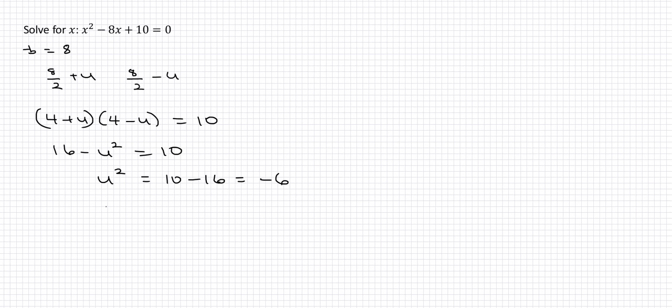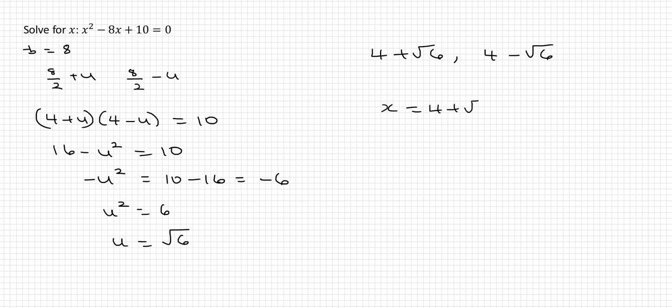So, negative u squared actually is negative 6. So, u squared is equal to 6. Therefore, u is the square root of 6. Now, our roots here are going to be 4 plus square root of 6, and then 4 minus square root of 6. So therefore, x equal to 4 plus square root of 6, and 4 minus square root of 6.